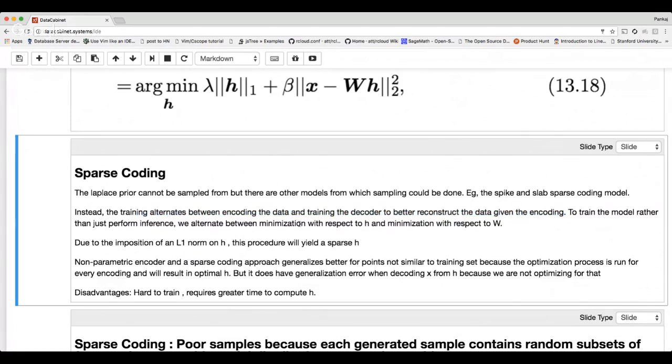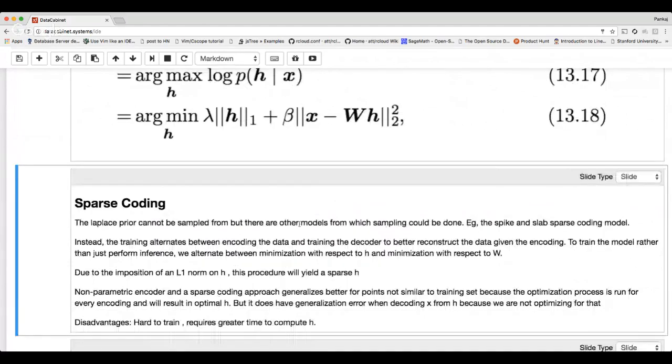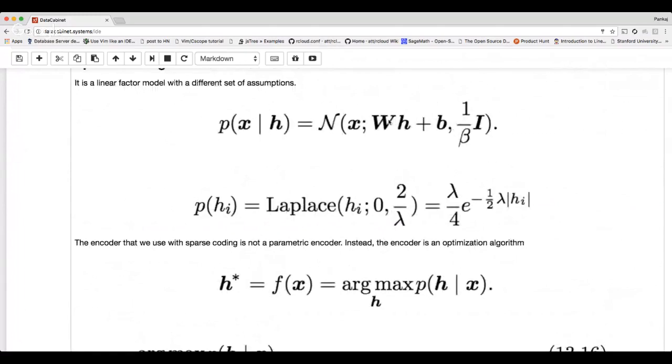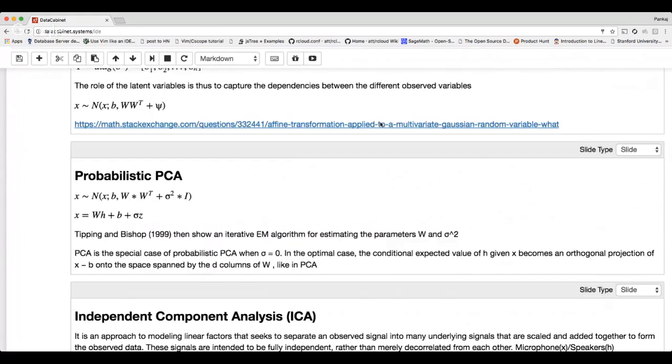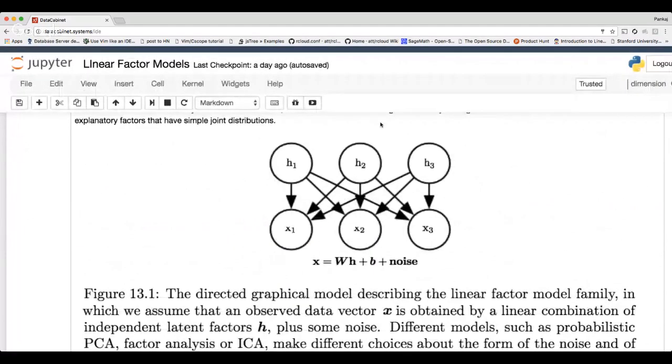Somebody from the online world is asking what W stands for. So when you try to decode data, you generally go from Wh plus B. In all linear factor models, W is a matrix of weights that goes from H to X. Let's suppose X is a 30-dimensional vector and H is a 5-dimensional vector. Then W will be a 30 by 5 matrix that takes that 5-dimensional vector to a 30-dimensional space.